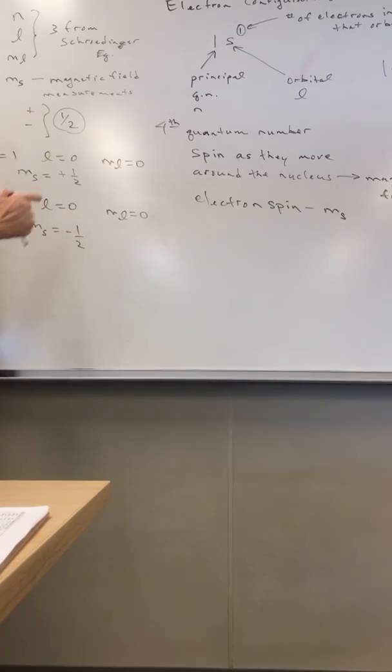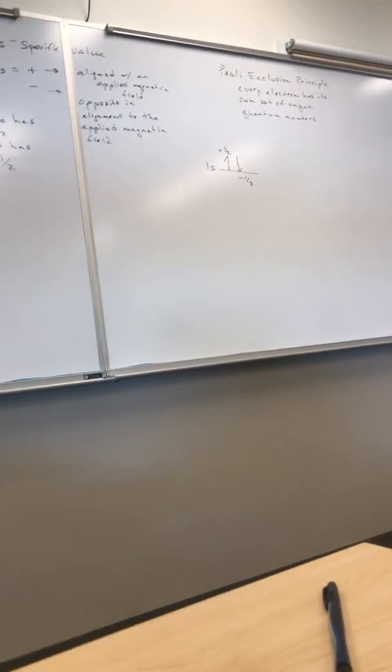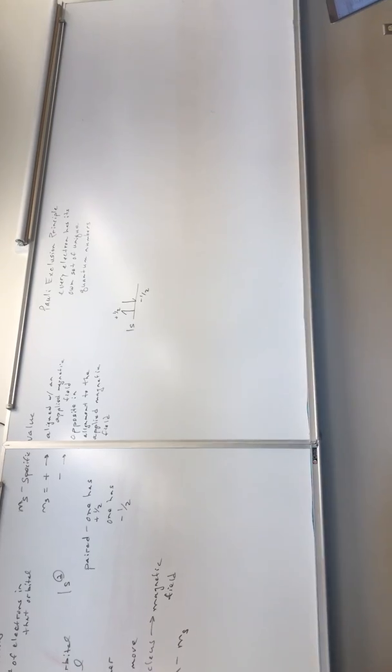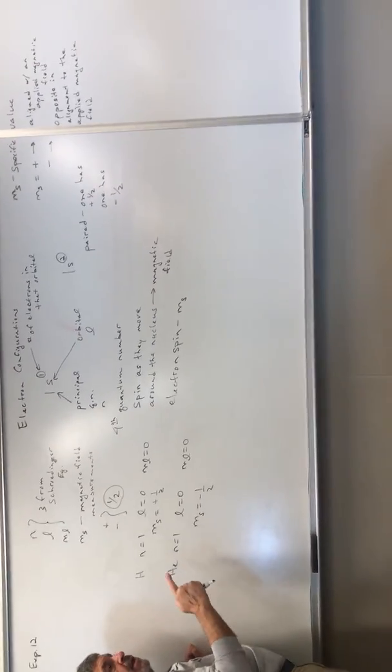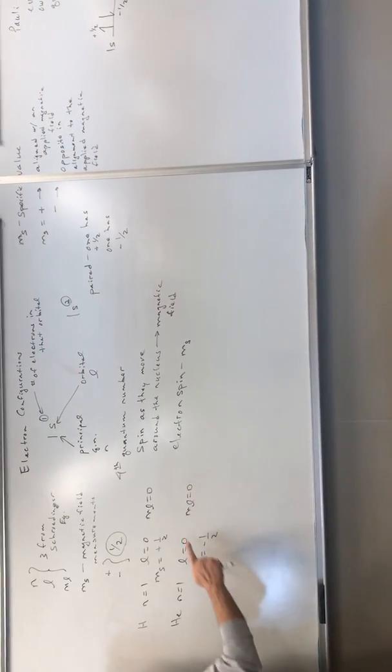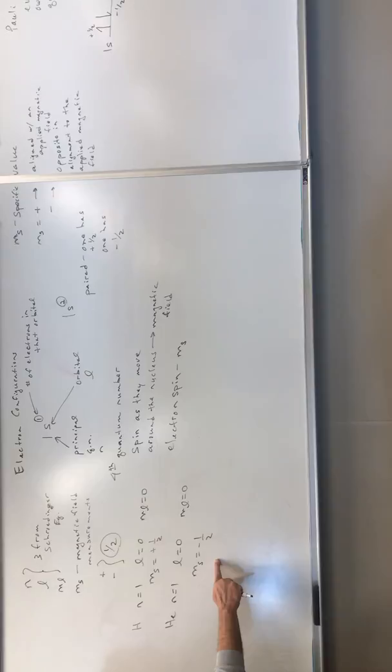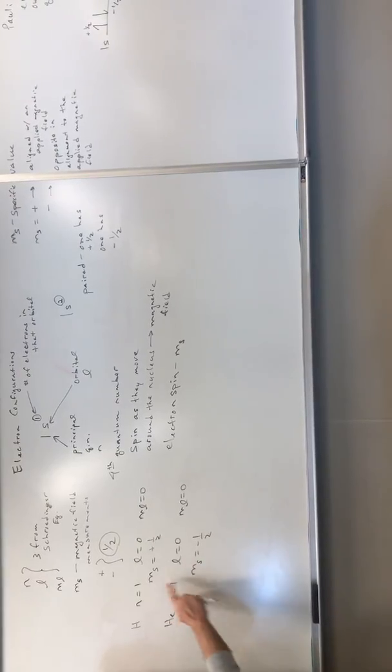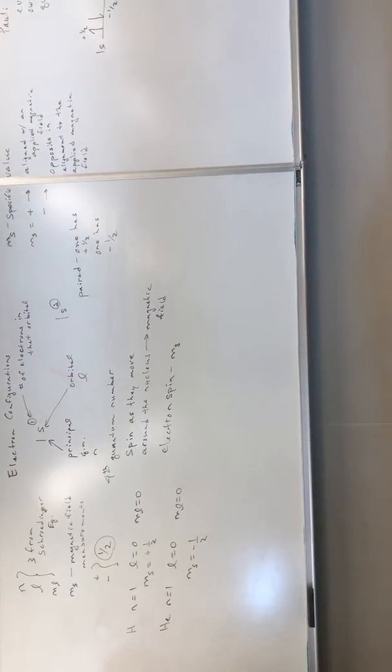So if I were to describe the 1 electron in hydrogen, its 4 quantum numbers would be n equals 1, L equals 0, M sub L equals 0, M sub S equals plus 1/2. If I were to describe the 2nd electron in helium, it would be n equals 1, L equals 0, M sub L equals 0, M sub S equals minus 1/2. There's the difference that distinguishes one from the other.